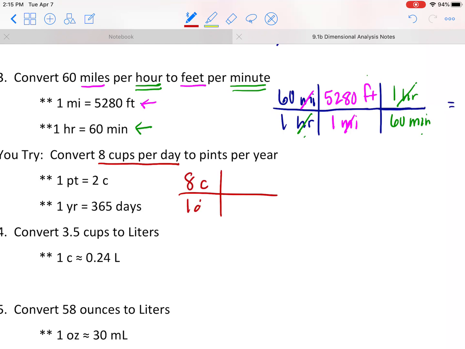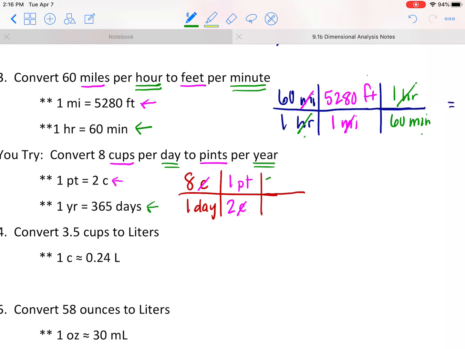So we're trying to go from 8 cups per day to pints per year. So I'm going to start with 8 cups per day. That's my starting unit here. So 8 cups per day is 8 cups over 1 day. All right, and we're trying to get to pints per year. Let's say that first we want to deal with this cups going to pints. Okay, according to our unit fraction, there's 2 cups in 1 pint. So I'm going to put 2 cups here and 1 pint here. And the reason the 2 cups went on the bottom is so that those units could cancel.